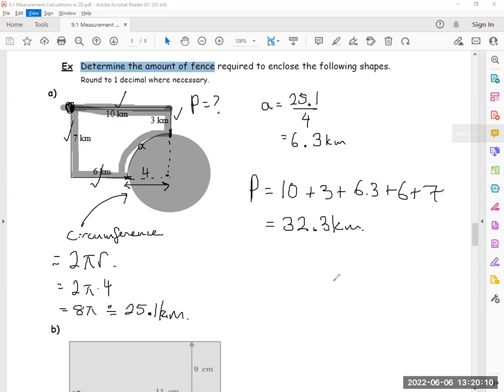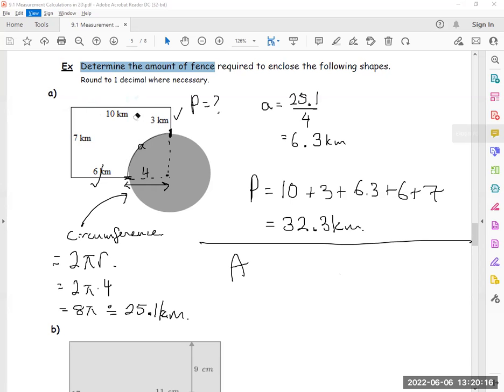You're right. Just to let you know, what if the question actually asks for area? What would you do? Well, first, I'll do it in pink. First, we will get the area of this entire thing, and then take away 1/4 of the area of a circle.